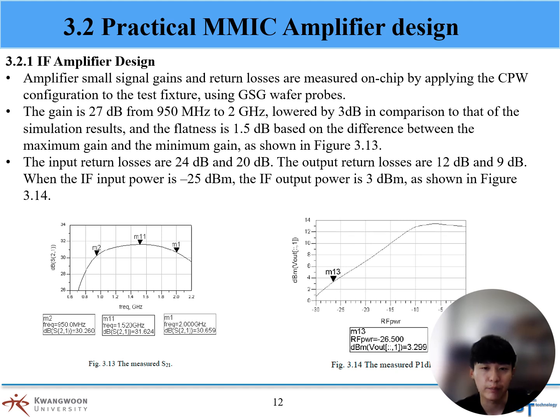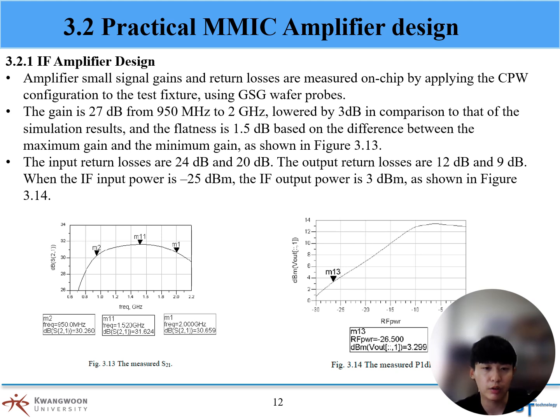using GSG probes. The gain is 27 dB from 950 MHz to 2 GHz, lowered by 3 dB in comparison to that of the simulation results, and the flatness is 1.5 dB based on the difference between the maximum gain and the minimum gain, as shown in Figure 3.13.